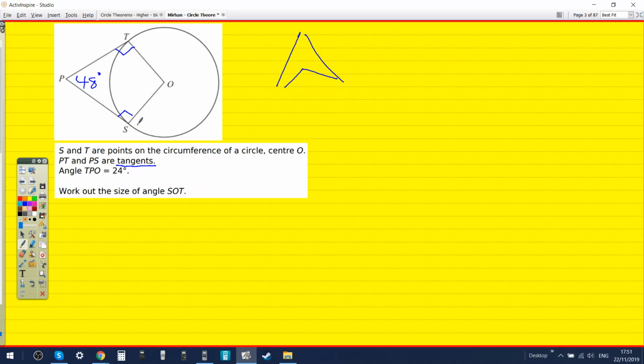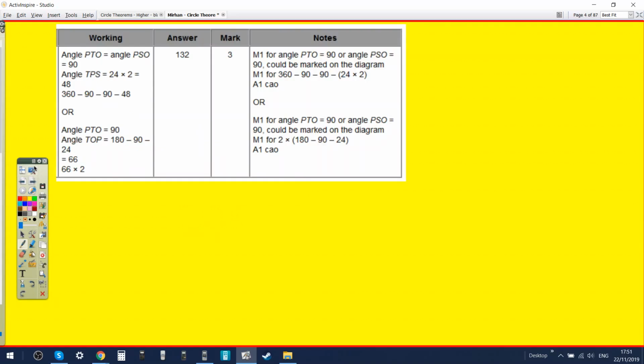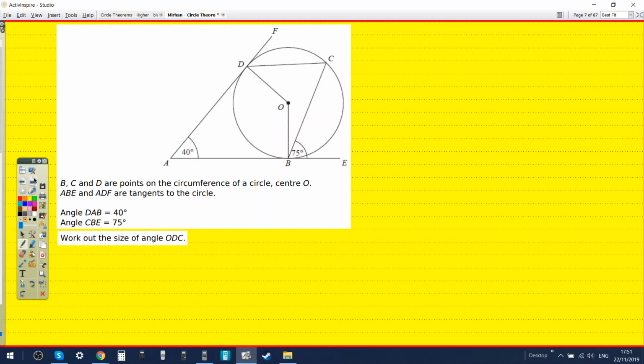So it's angle A, angle O 132. Yes. 32. Okay, let's try this one. Let me see.